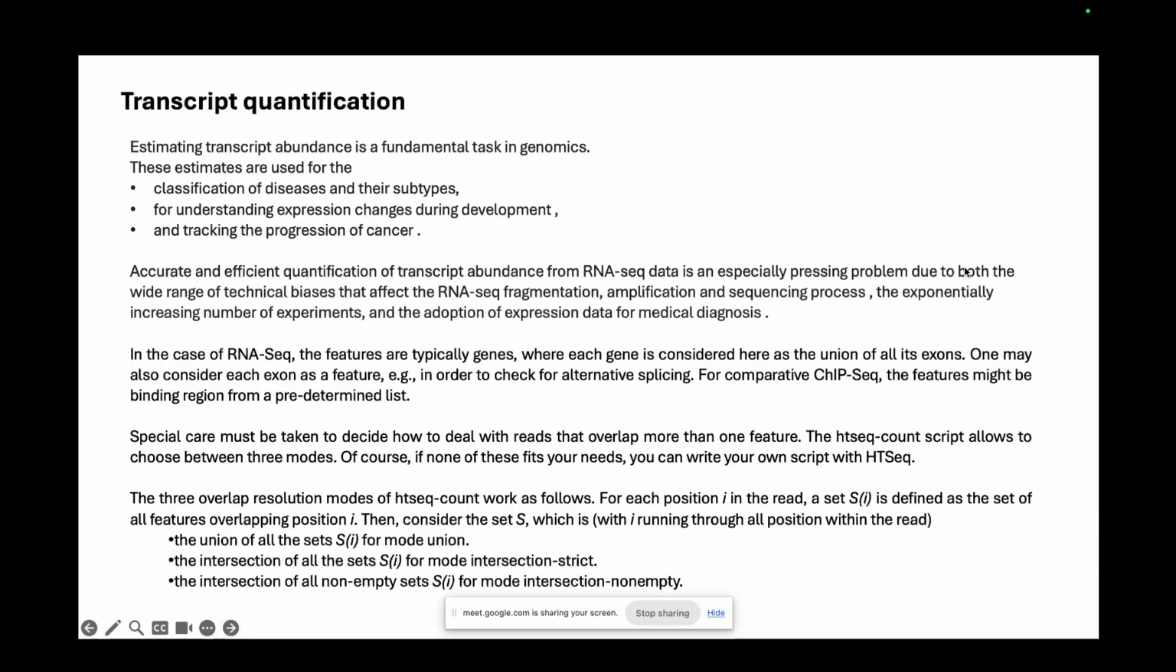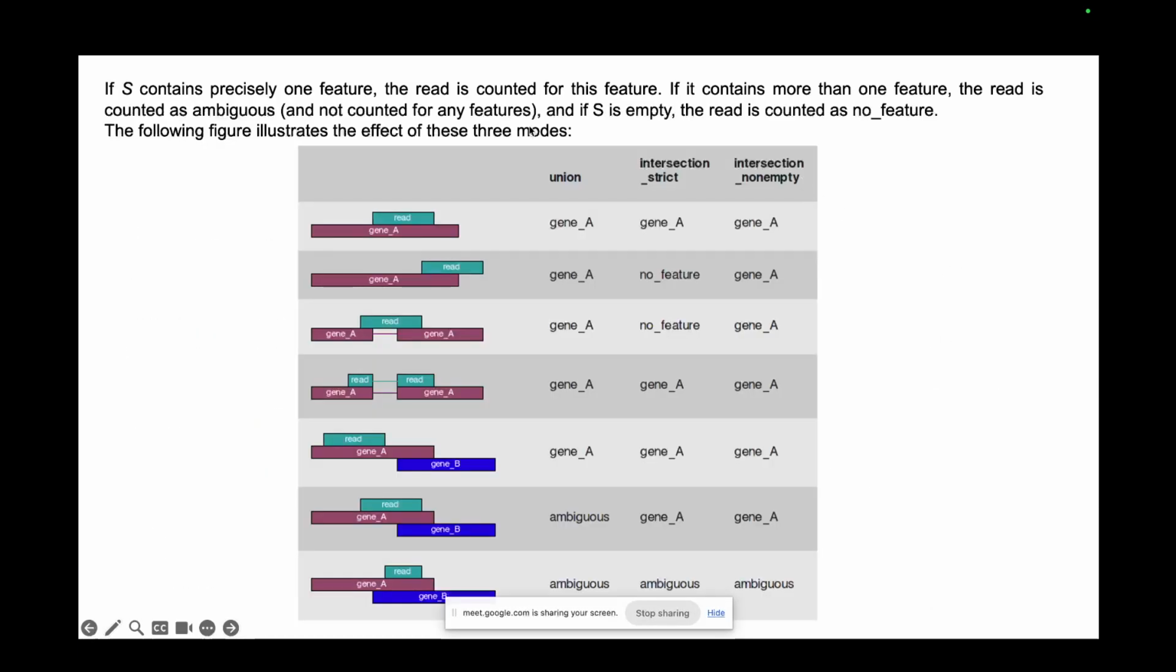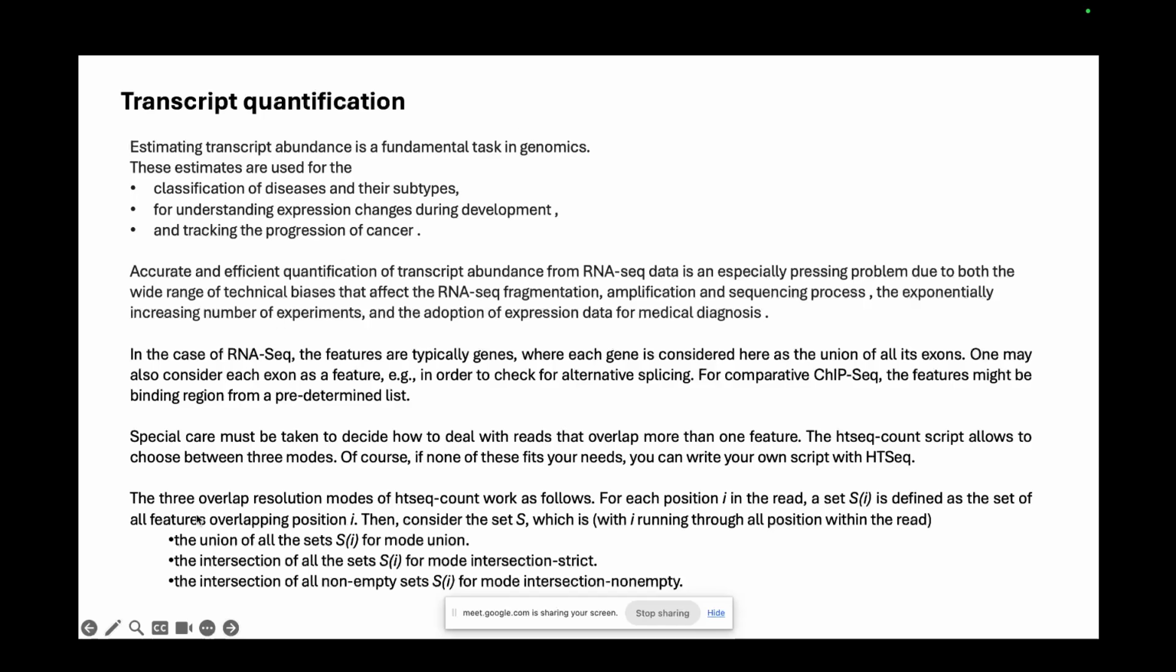Okay. So, sorry. HTSeq-count is a software for that.